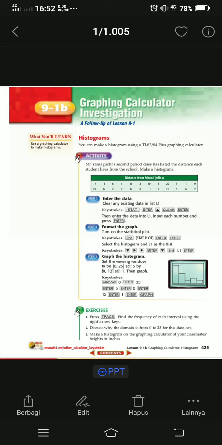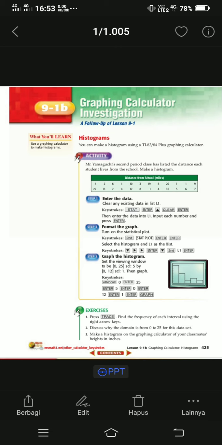Step 3. Graph the histogram. Set the viewing window to be 0, 25, scale 5 by 0, 12, scale 1. Then graph. Keystrokes: Window, 0, Enter, 25, Enter, 5, Enter, 0, Enter, 12, Enter, 1, Enter, Graph.